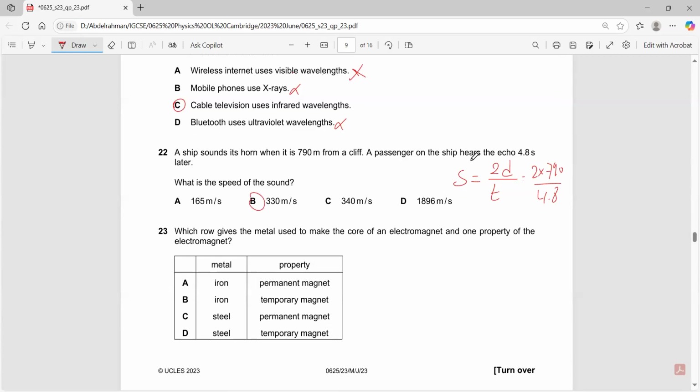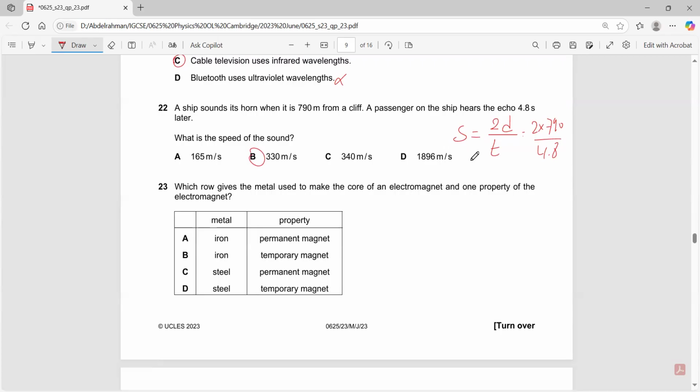Which row gives the metal used to make the core of an electromagnet and one property? The core of an electromagnet has to be iron.